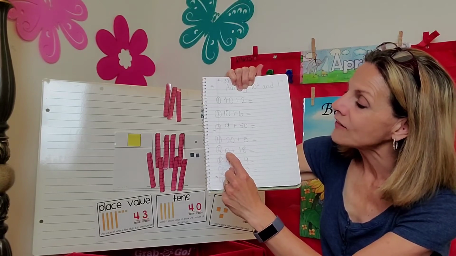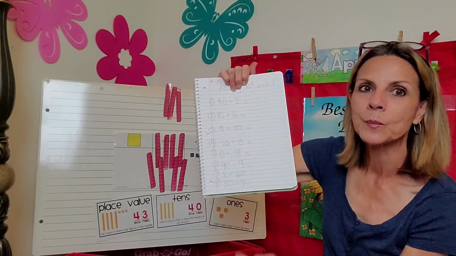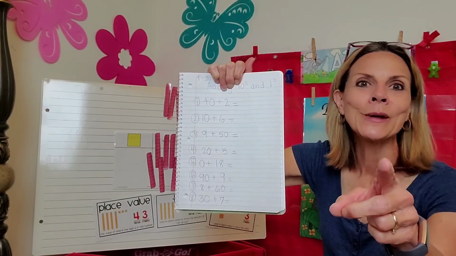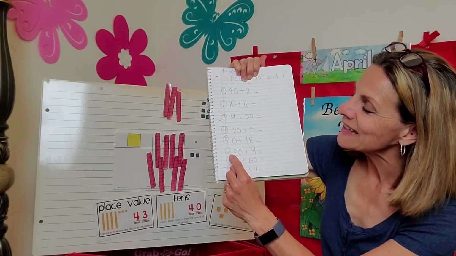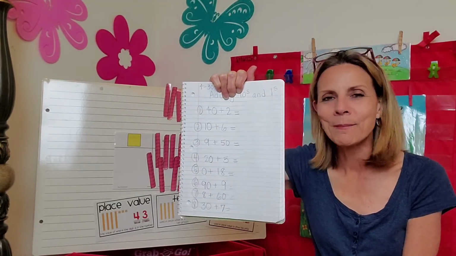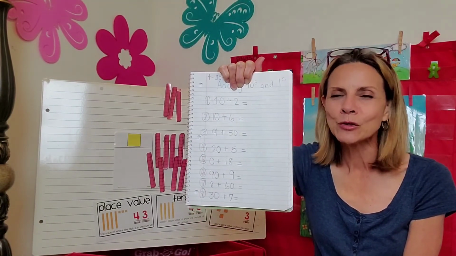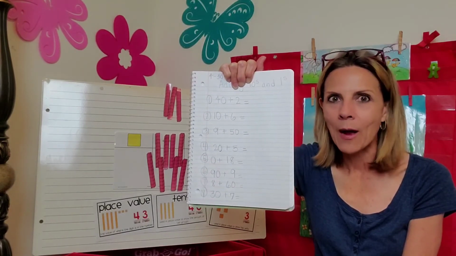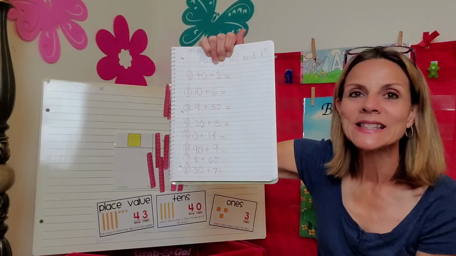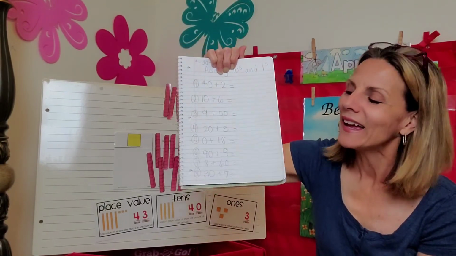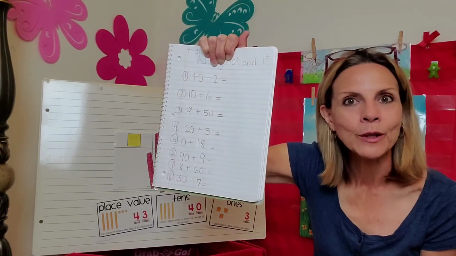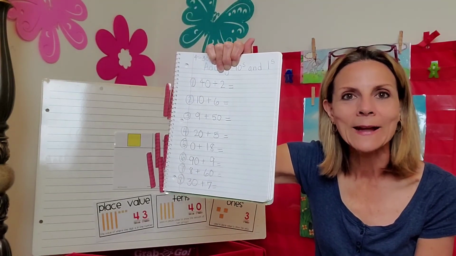Okay, number 5 is 0 plus 18 equals blank. My dog Jinx can do that one. I know you can too. Number 6 is 90 plus 9. I think that might be my favorite one. I'm sure you can already figure out the answer to that one. Number 7 is 8 plus 60 equals blank. And then finally, number 8 is 30 plus 7 equals blank.